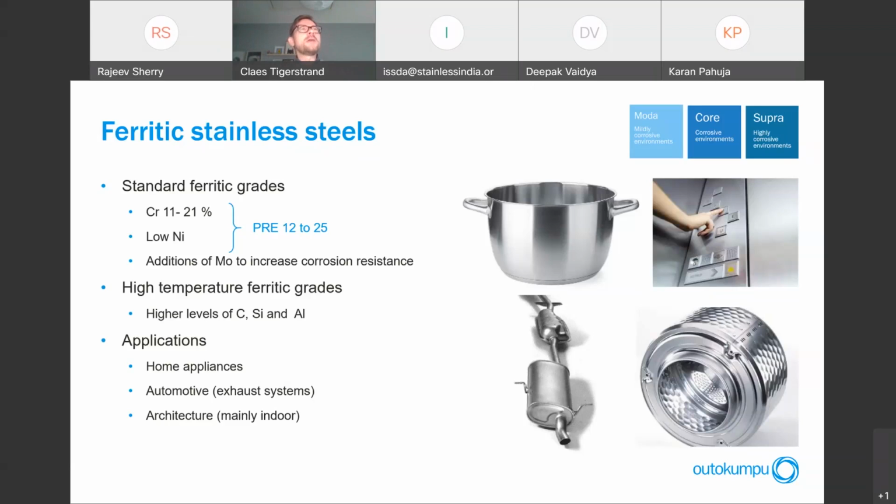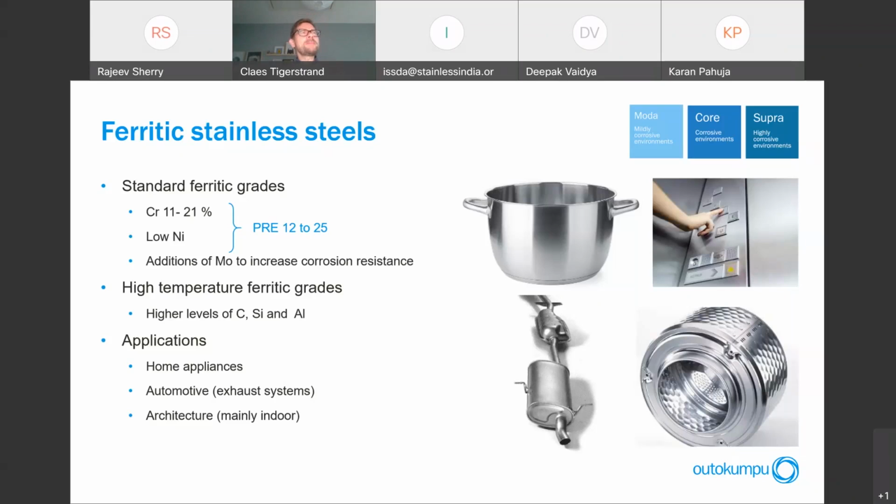Obviously, if you only have chromium, then you need to have 12, but when you're adding some other alloying element like molybdenum, you can go higher there. So molybdenum is also important to increase the corrosion resistance of the ferritic grades. Then you have some special grades, high temperature ferritic grades. I will not talk more about them, but there you are adding higher carbon content, which is important for high temperature properties, and silicon, as I mentioned earlier, is important for the oxidation resistance at high temperature, and also aluminum.